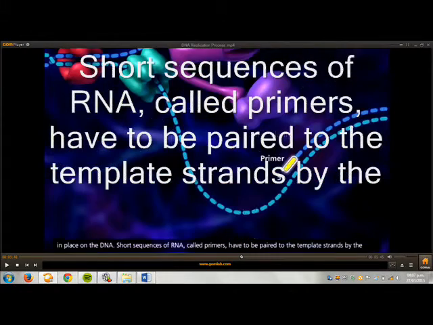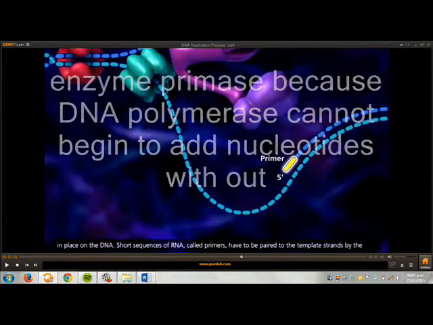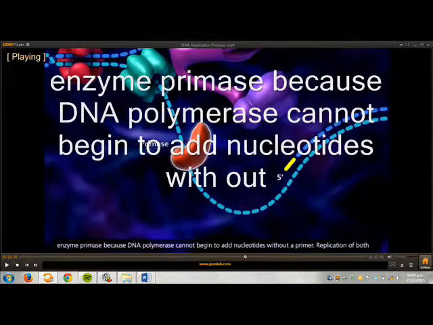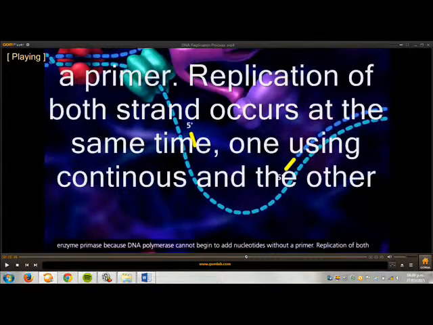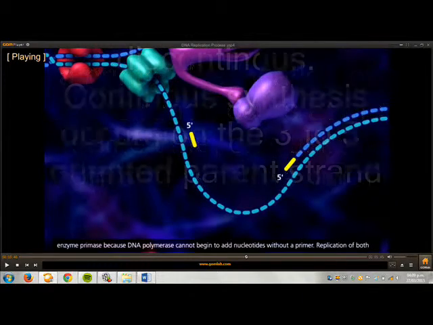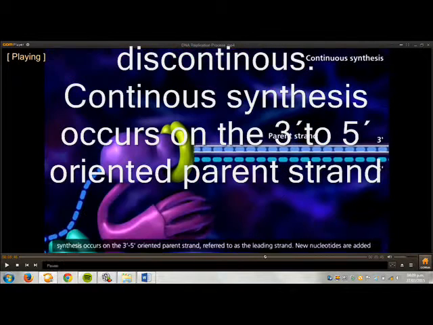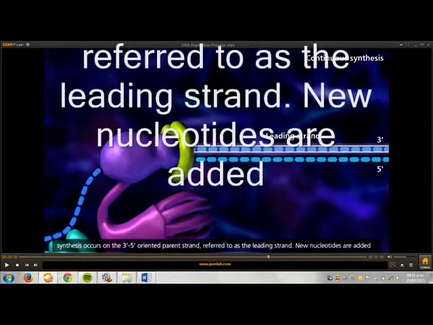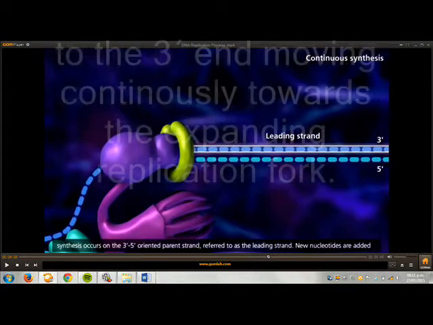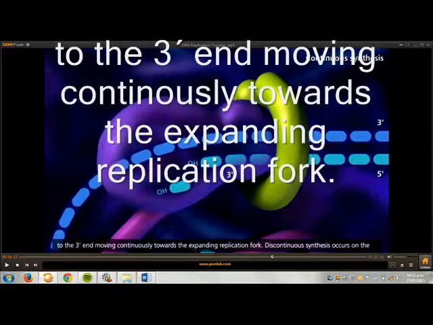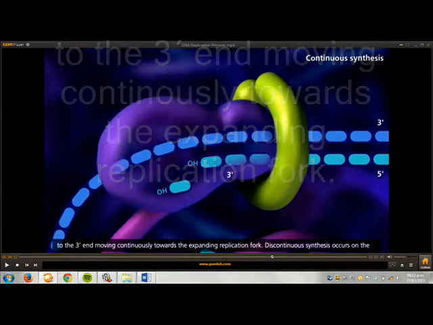Short sequences of RNA called primers have to be paired to the template strands by the enzyme primase, because DNA polymerase cannot begin to add nucleotides without a primer. Replication of both strands occurs at the same time, one using continuous and the other discontinuous synthesis. Continuous synthesis occurs on the 3' to 5' oriented parent strand, referred to as the leading strand. New nucleotides are added to the primer end, moving continuously towards the expanding replication fork.